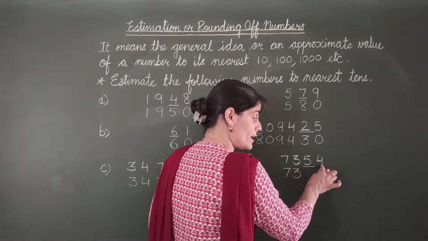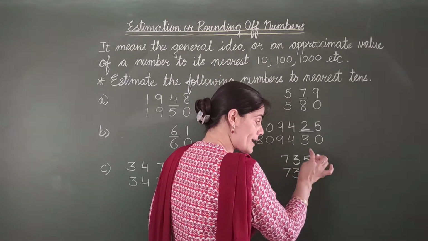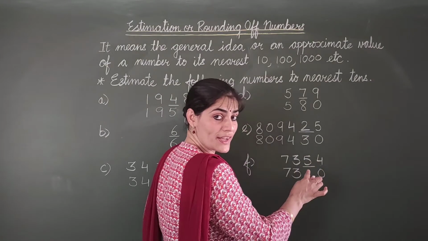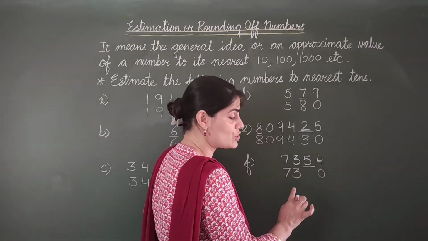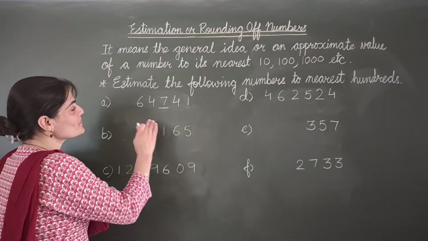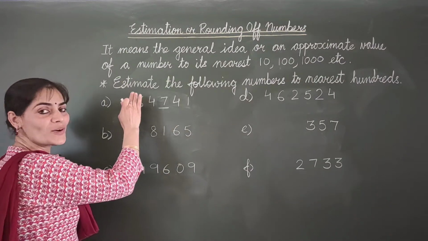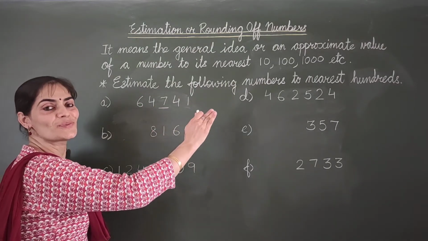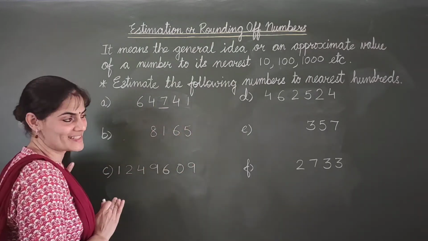It is less than 5. Whenever it's less than 5, then the digit at the specified place will remain unchanged. So I will be writing here 5 only. Now we are learning how to estimate or round off the given numbers to their nearest hundreds.